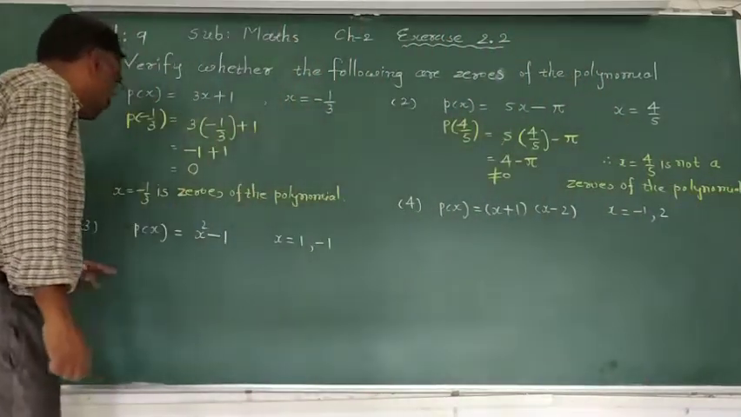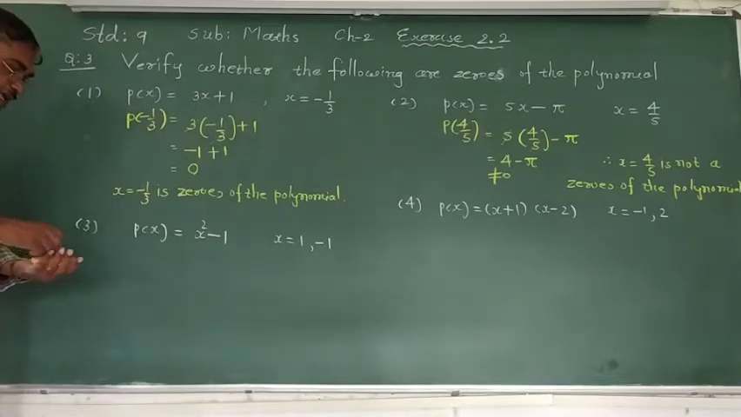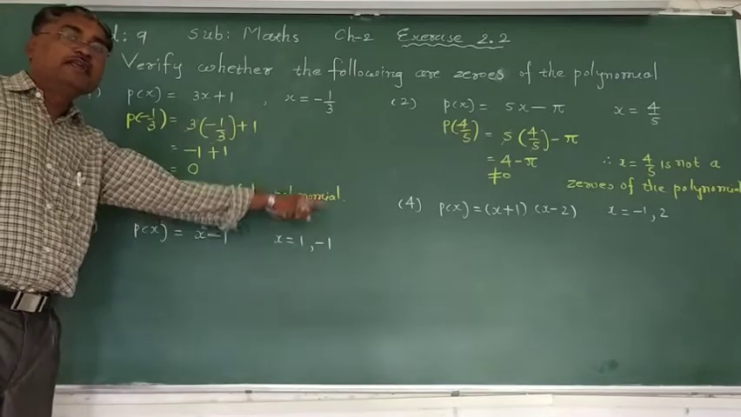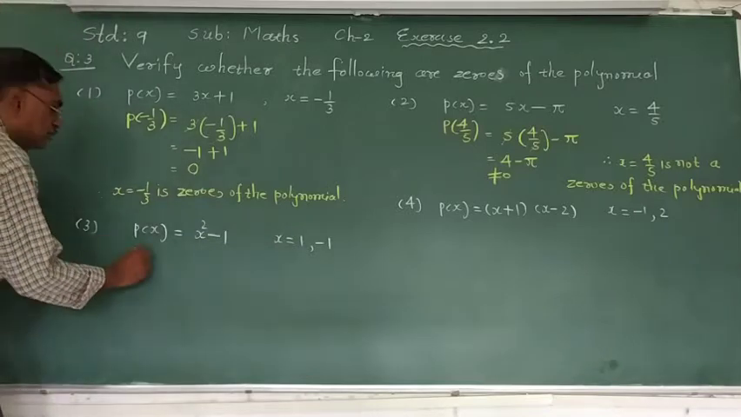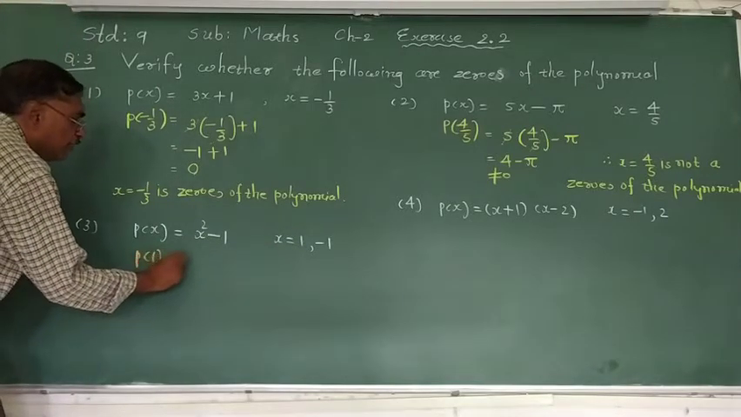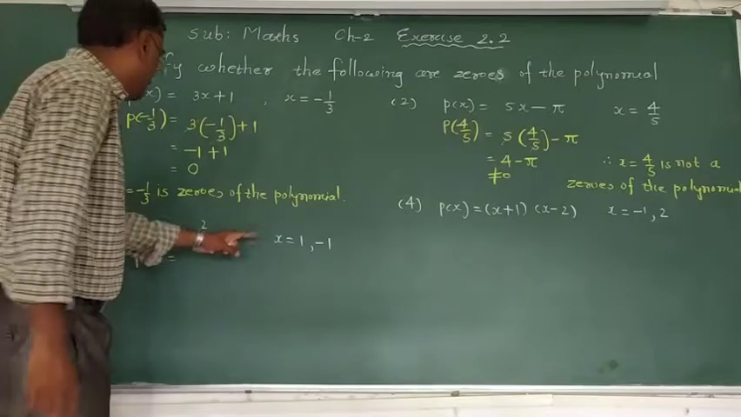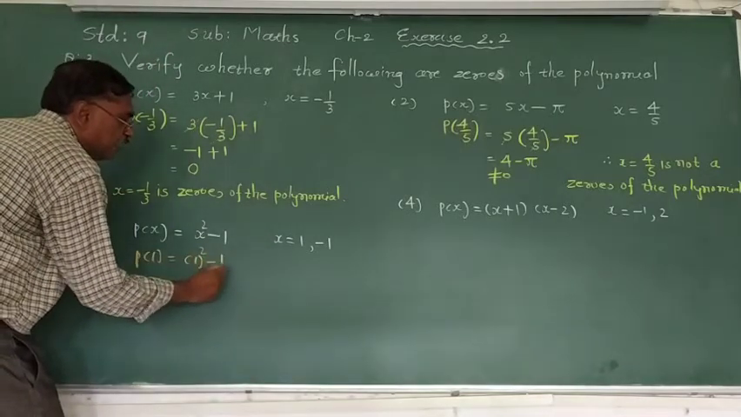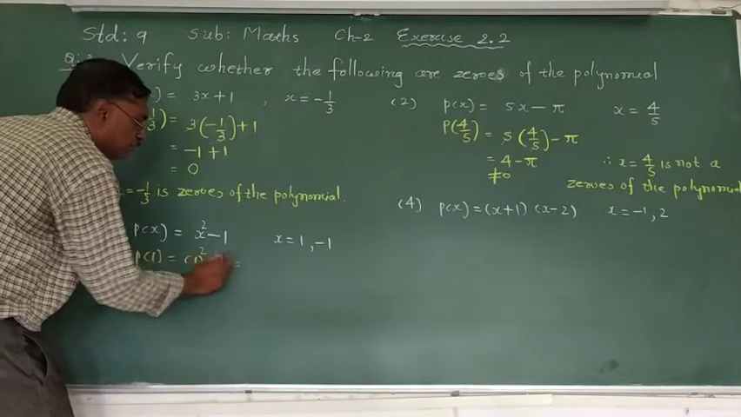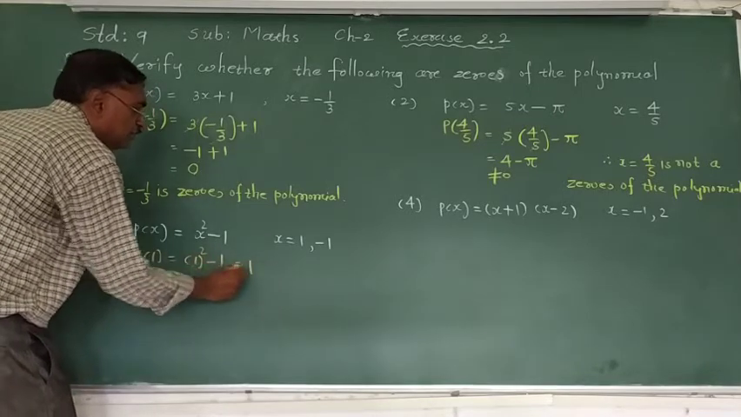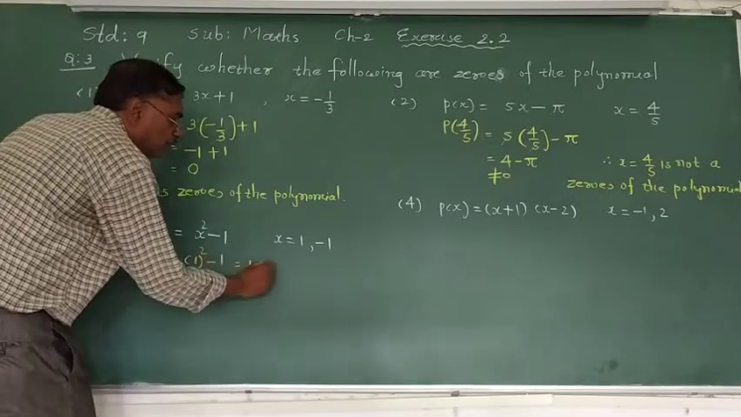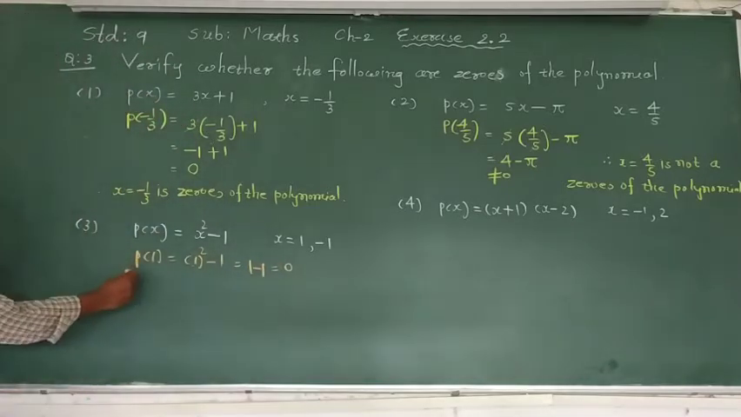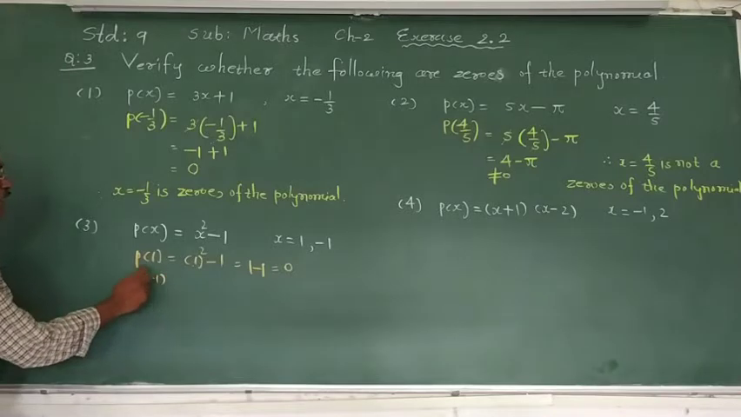Now, third question, p(x) equal to x square minus 1. Put x equal to 1 and then x equal to minus 1. So p of 1, put the value x equal to 1. So 1 square minus 1, 1 minus 1, 0.